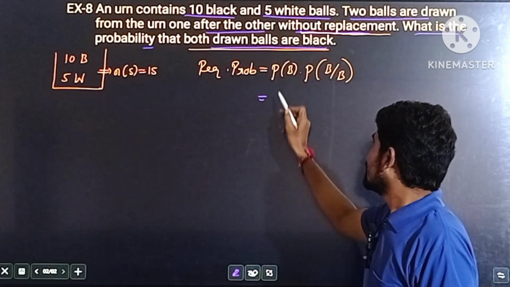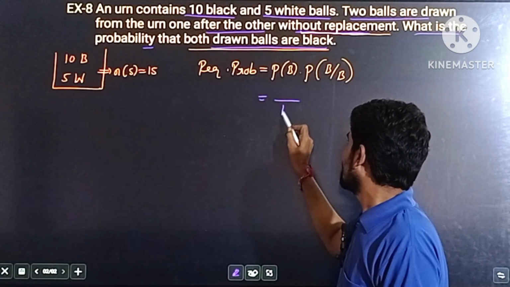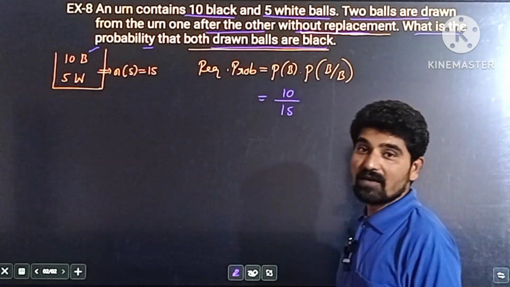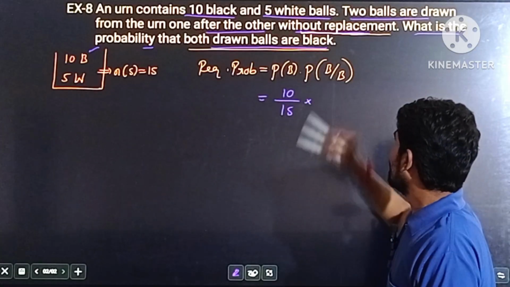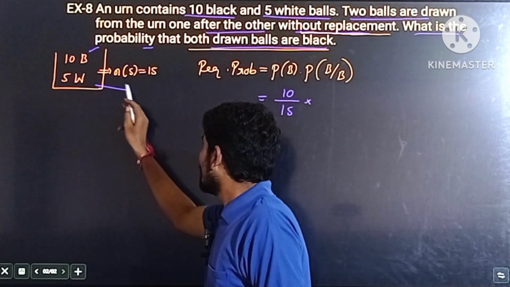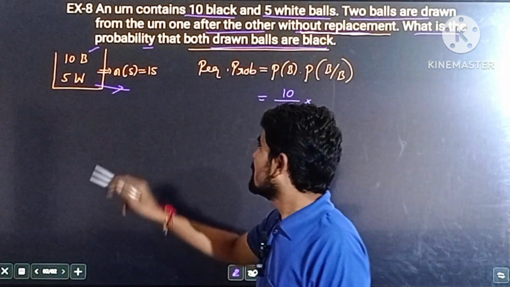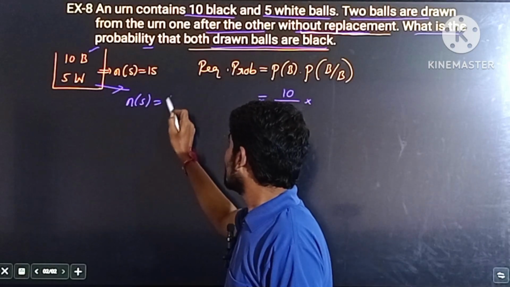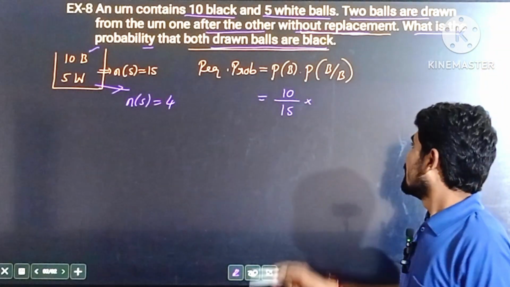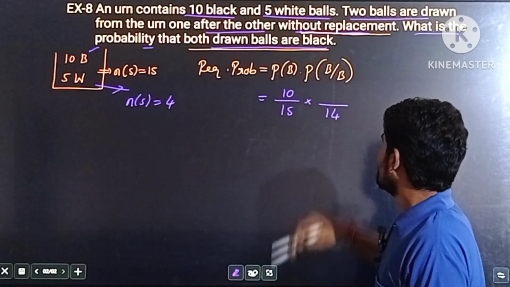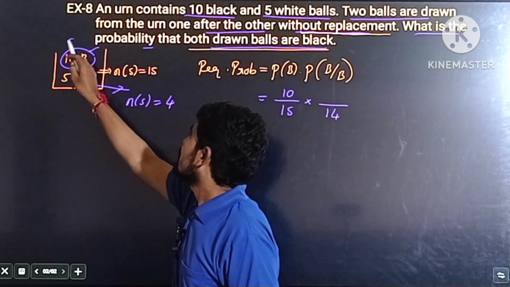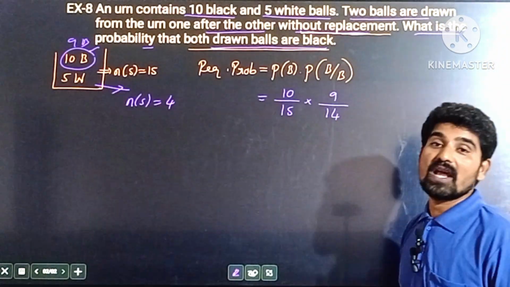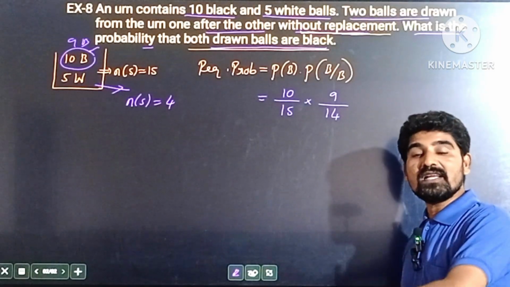So the probability of the first black ball: the total number of balls in the box is 15, and out of 15 there are 10 black balls. So 10 by 15 is the probability of the first black ball, into the probability of the second black ball. He drew one ball from the box without replacement, so the number of balls in the box reduces, and now the number of balls in the sample space is 14 because one is already drawn. Therefore, divide by 14, and out of these 14 there are 9 black balls because one is already drawn. Therefore 9 by 14 is the probability of the second black ball when the first black ball has already appeared.